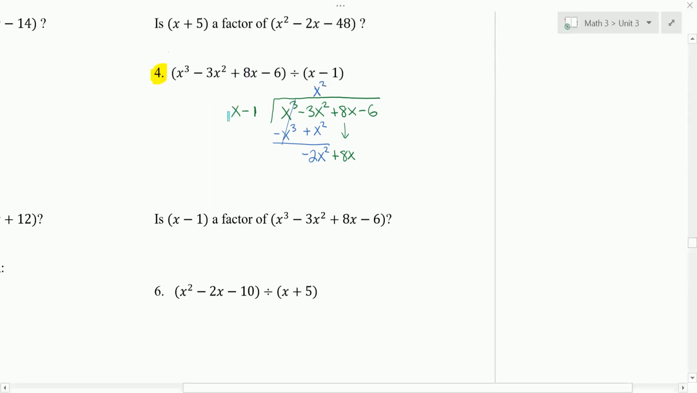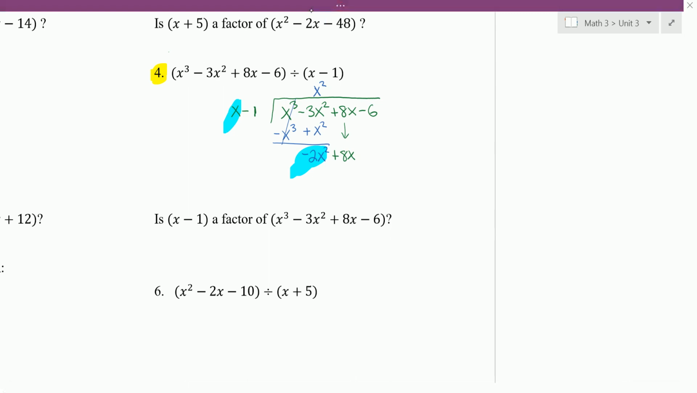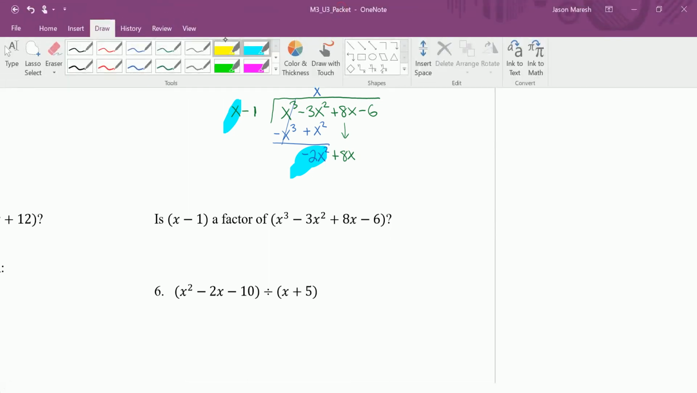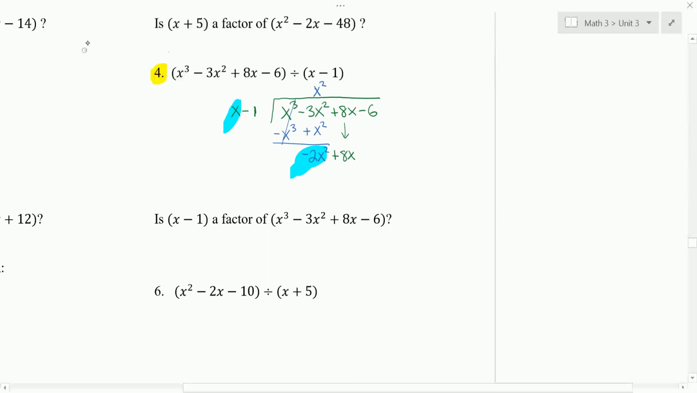And we're going to focus on this x and this -2x squared. And ask our question, x times what is -2x squared? And you should get -2x, so I'm going to put -2x right above the x column, and I'm going to multiply that -2x with the x and with the -1. -2x times x is -2x squared. You should always be matching that first one. And -2x times -1 is positive 2x.